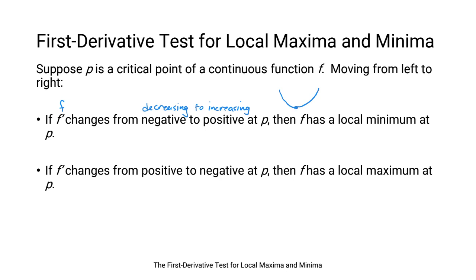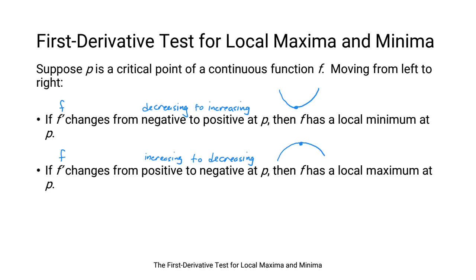And the other rule says if f prime changes from positive to negative, but we can think about that as f changing from increasing to decreasing. And in that case, f is going to have a shape kind of like this, and its critical point will be a local maximum.